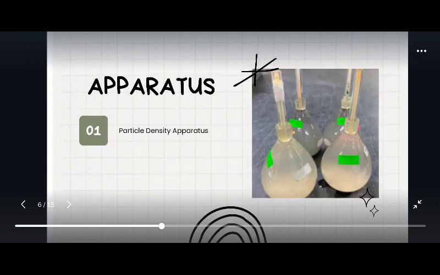Next is the apparatus. The apparatus of particle density. First, density bottle with stopper having capillary hole at its center. Wash bottle, de-aired distilled water, alcohol, ether balance, vacuum sets, constant temperature water bath, specimen, container, weighing balance, and oven.